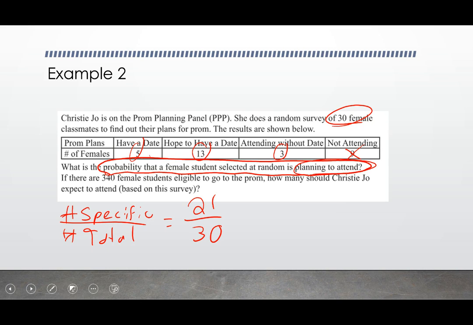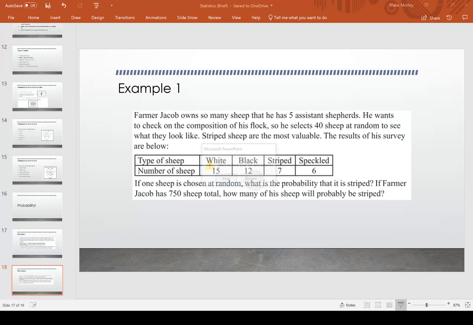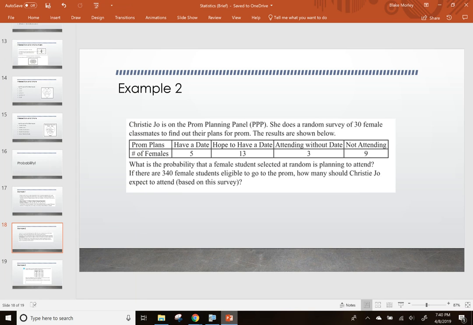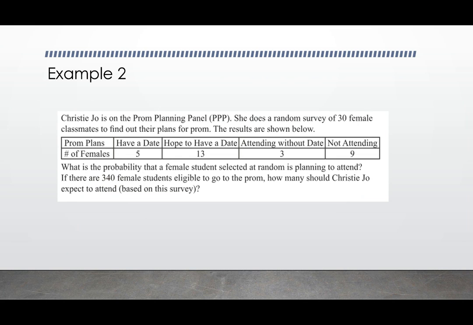But we'll calculate this in our calculator. We'll get a solid number. That'll be our probability. So 21 divided by 30 is 0.7. So our probability here is 0.7. Or, again, if you imagine that decimal place being moved, that's 70% of the girls are planning to attend prom. But that's not really relevant. The answer to the question, probability, is technically just 0.7.